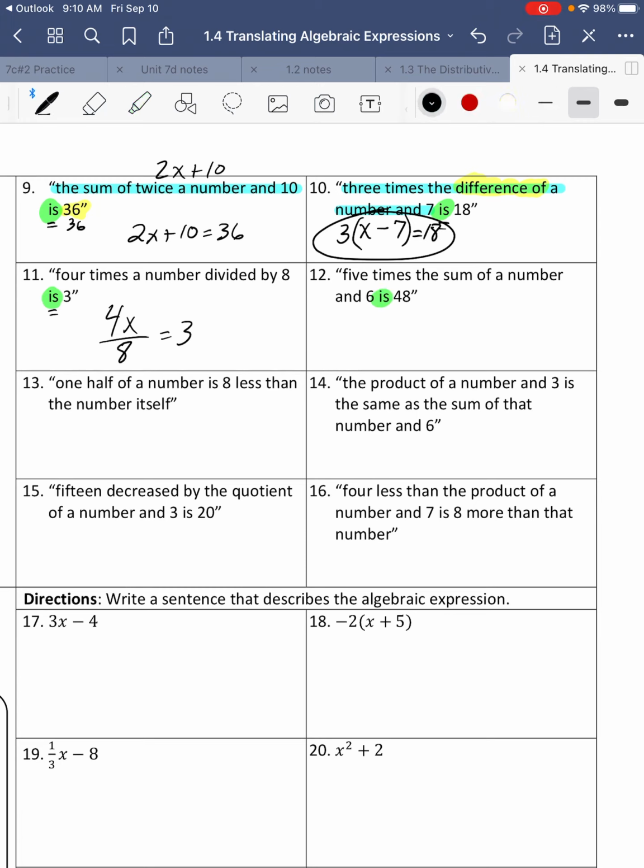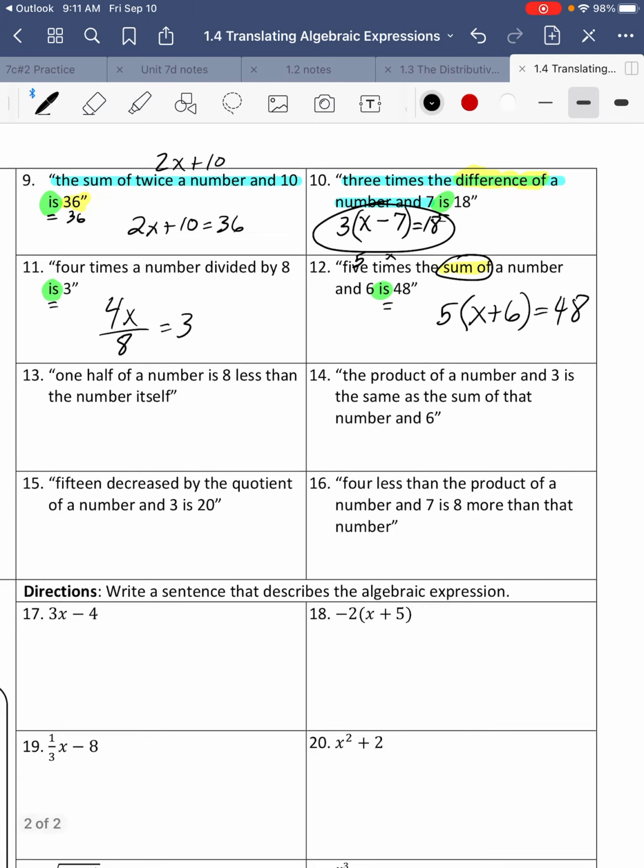Next we have, I see another is here. That's going to be your equals. So 5 times the sum of a number and 6. So we have sum of, careful with that. So 5 times, so that's 5 multiply. So 5 times the sum of, we're going to use parentheses, a number and 6 is 48.